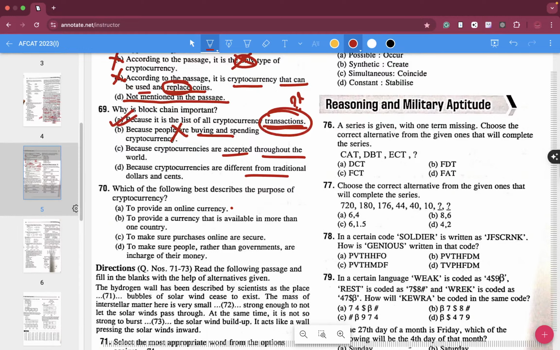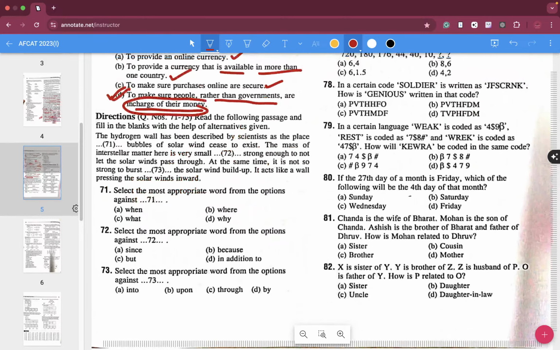Next we have, okay, which of the following best describes the purpose of cryptocurrency, right? To provide an online currency seems to be correct. To provide a currency that is available in more than one currency, right? To make sure purchases online are secure. It is otherwise also secure. To make sure people rather than government are in charge of the money. This is the very important point, to make sure that people rather than the government are in charge of the money. That is exactly why you have cryptocurrency; this is the exact purpose of cryptocurrency over here, right? Okay, all right, so let's move on to the next one.